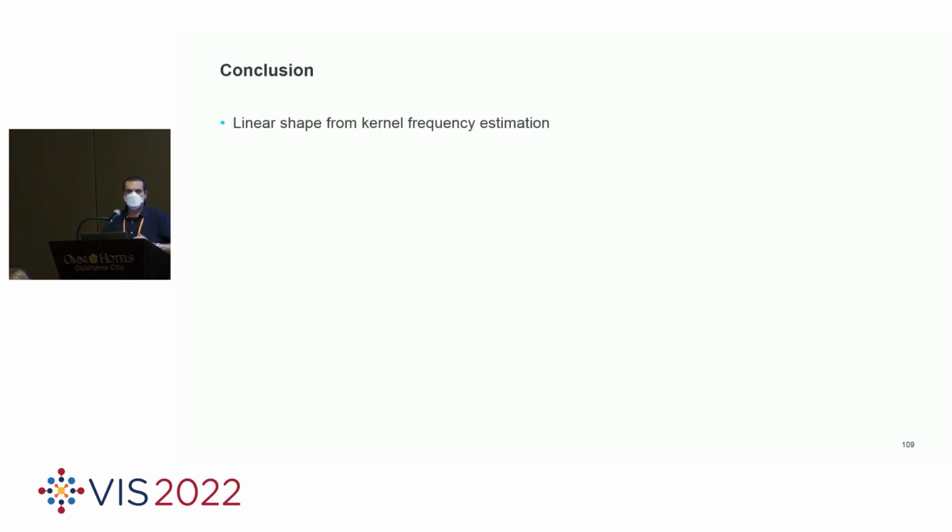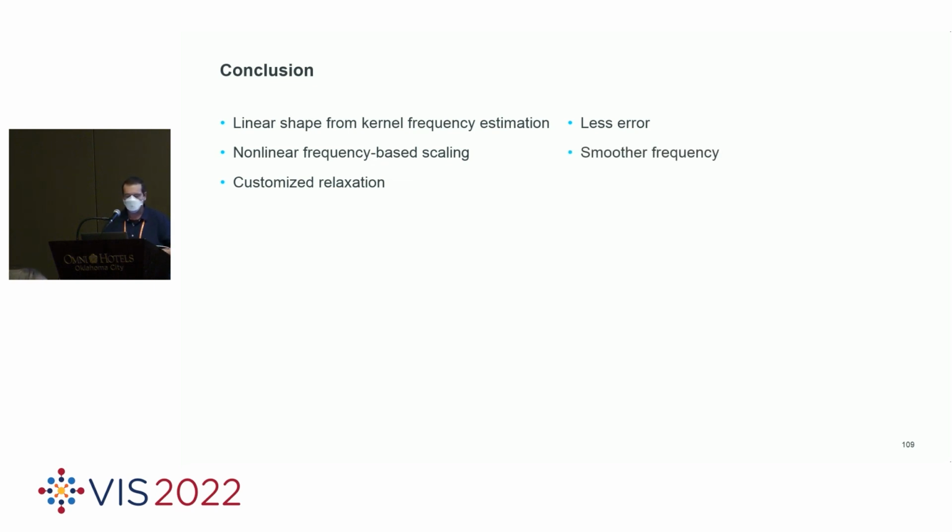We got a linear shape from kernel frequency estimation, added a transfer using the underlying data frequency to get a nonlinear shape, and used customized relaxation to spread the dots in there. Together, this gave us less error, a frequency that is perceived closer to the underlying, a shape that is closer to the underlying frequency, and less moire effects.